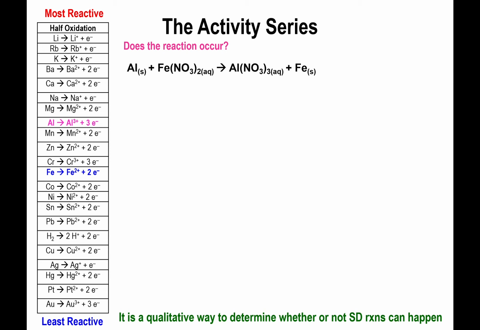The only extra feature that's being added right now is that we are asking the question, does the reaction actually happen? Yes or no? And in this case, it will happen because the aluminum, the species by itself on the reactant side, is higher than the species that is trying to displace.